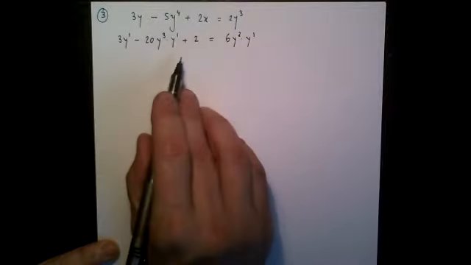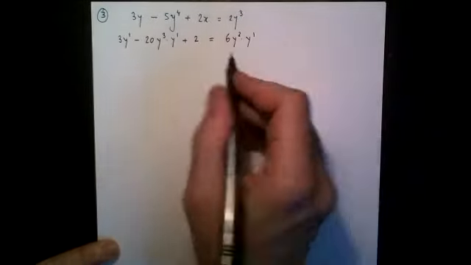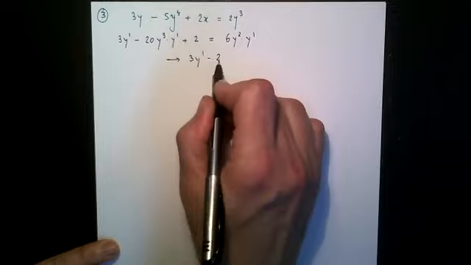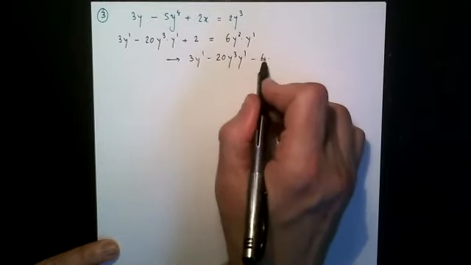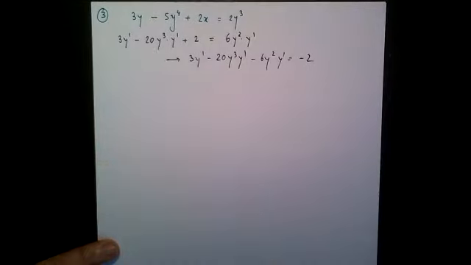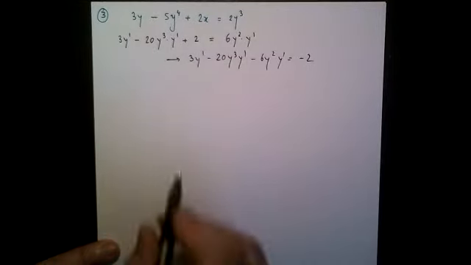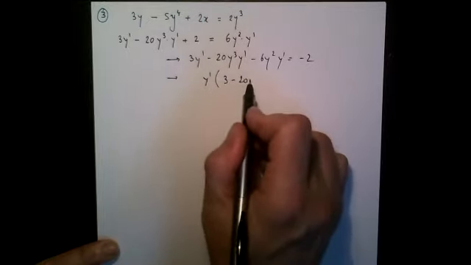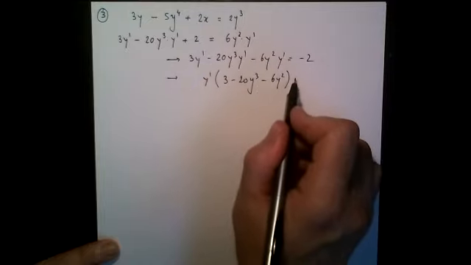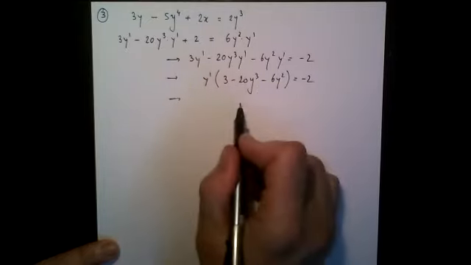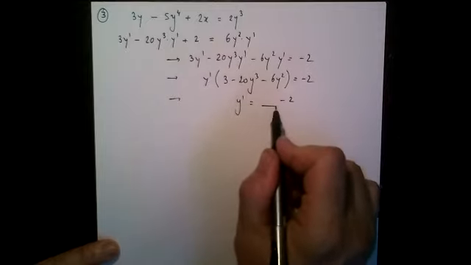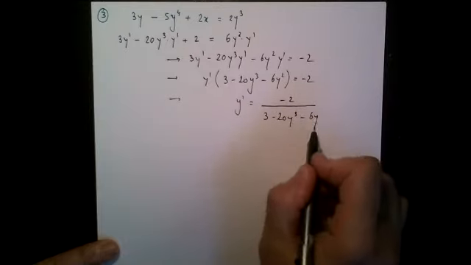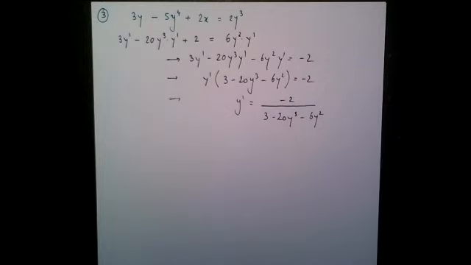Now I'm going to send everything that has a y prime to the left and everything else to the right. So 3y prime minus 20y^3 y prime minus 6y^2 y prime equals -2. Then I factor out a y prime: (3 minus 20y^3 minus 6y^2) equals -2. And so y prime is -2 over 3 minus 20y^3 minus 6y^2. This is my answer.